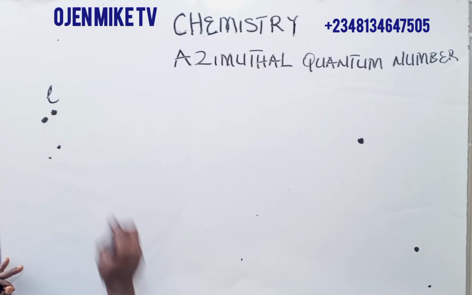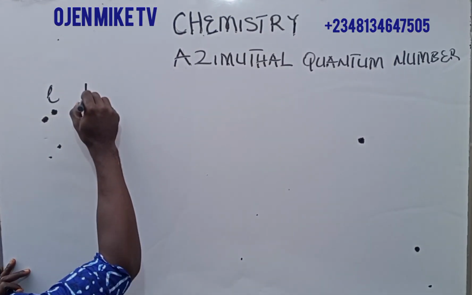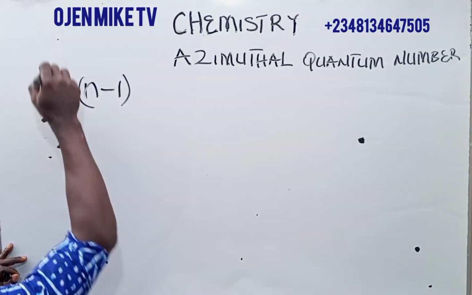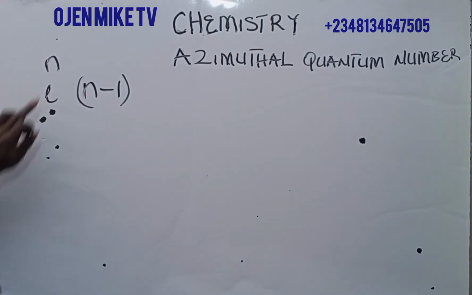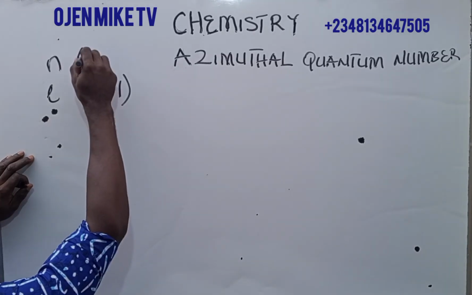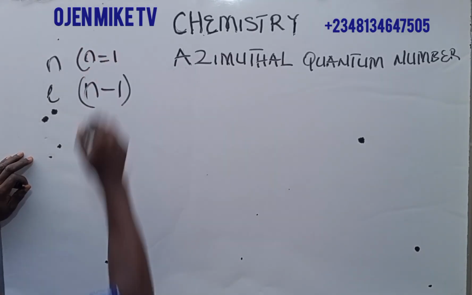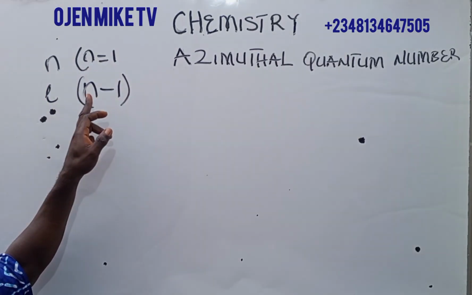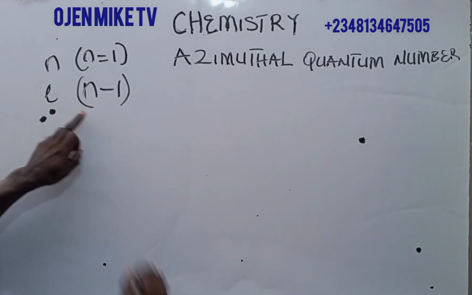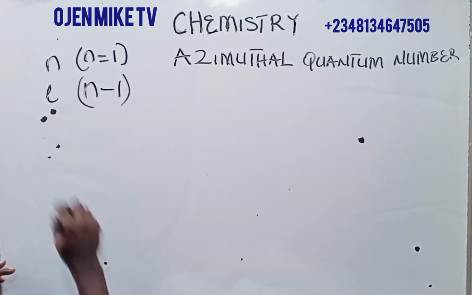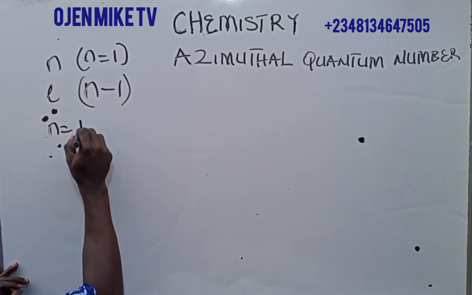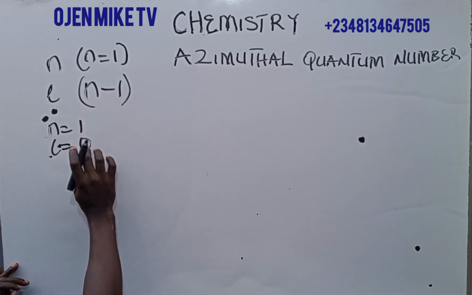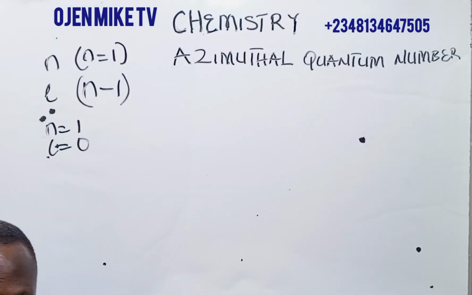Do you get that? And it has a value of n minus 1, because the principal quantum number is denoted by what? A letter n. So if the principal quantum number is 1, the azimuthal quantum number is n minus 1, in such a way that if n is equal to 1, the azimuthal quantum number will be equal to 0, because 1 minus 1 gives us 0. Do you get that?